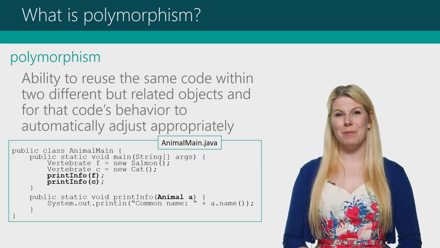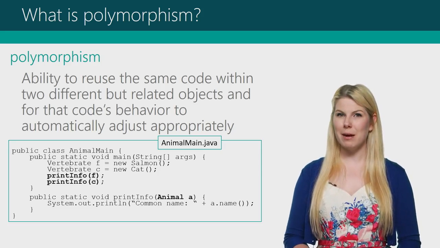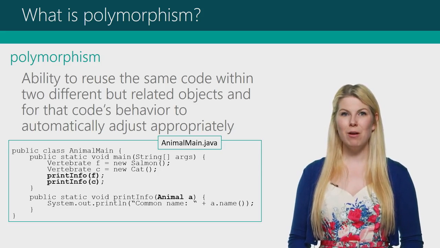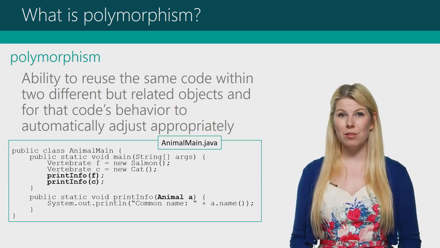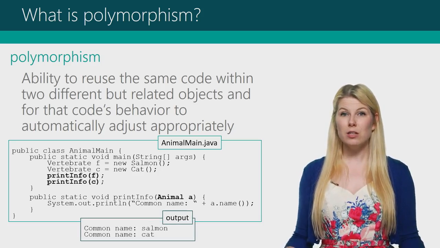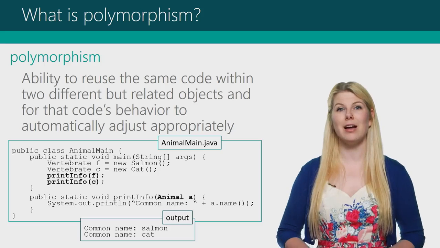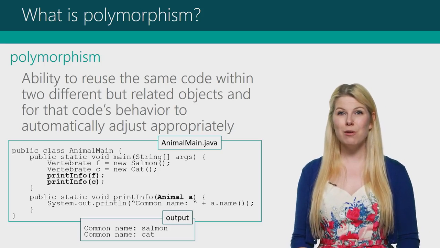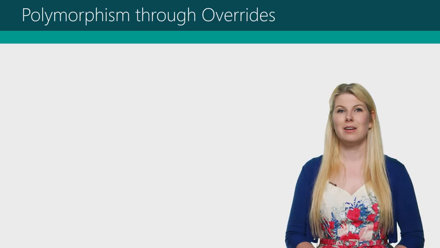Let's look at an example. Let's say we define two objects, both of reference type vertebrate, but one's a salmon and one's a cat. Well, when we call print info, the same method, on both of these things, we get two different results. That's because this method clearly relies on the state of each of those object instances, which is pretty cool. That same piece of code could do two totally different things.